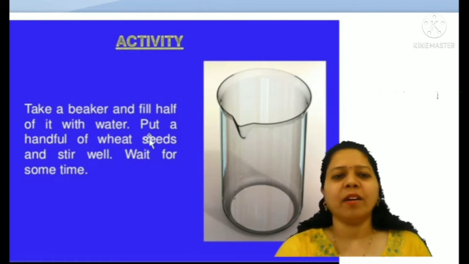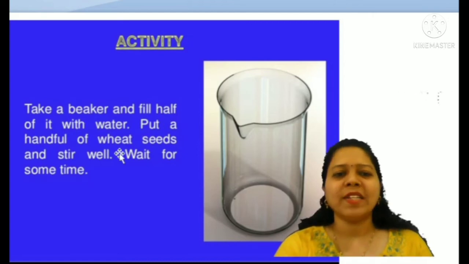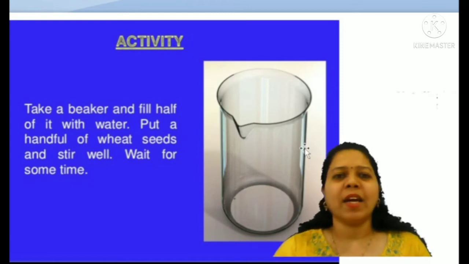Take a beaker and fill half of it with water. Put a handful of wheat seeds and stir well, then wait for some time. Now in this half-filled beaker of water, we are adding some grains of wheat.